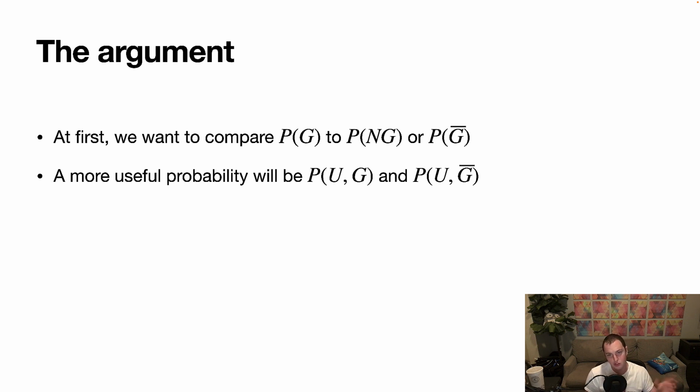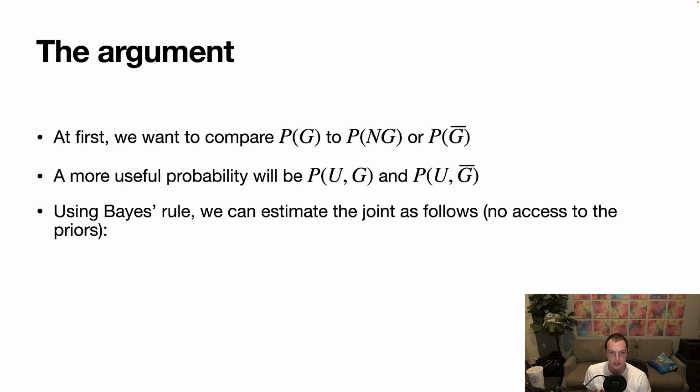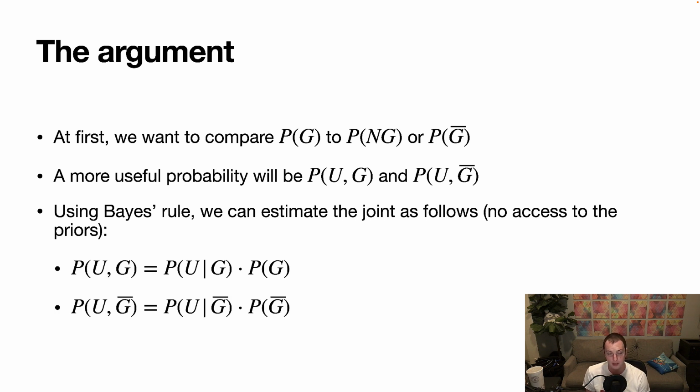So generally these are the two quantities we're trying to compare, not just the priors P of G and P of not G. So we can go ahead and write out the joint probabilities using Bayes' rule: the probability of the universe existing and God existing is equal to the probability that the universe exists conditioned on God existing times the probability that God exists, period. And likewise, the probability that the universe exists and God doesn't exist is equal to the probability that the universe exists conditioned on God not existing times the probability that God does not exist.